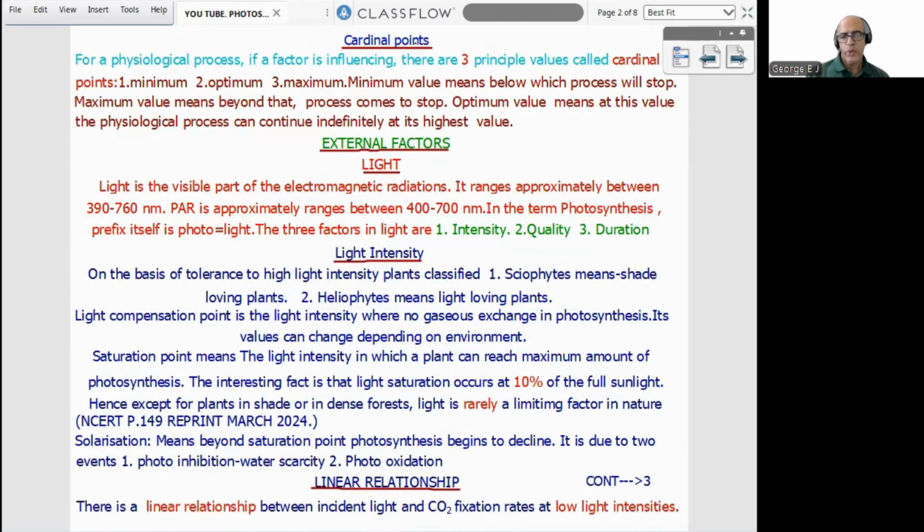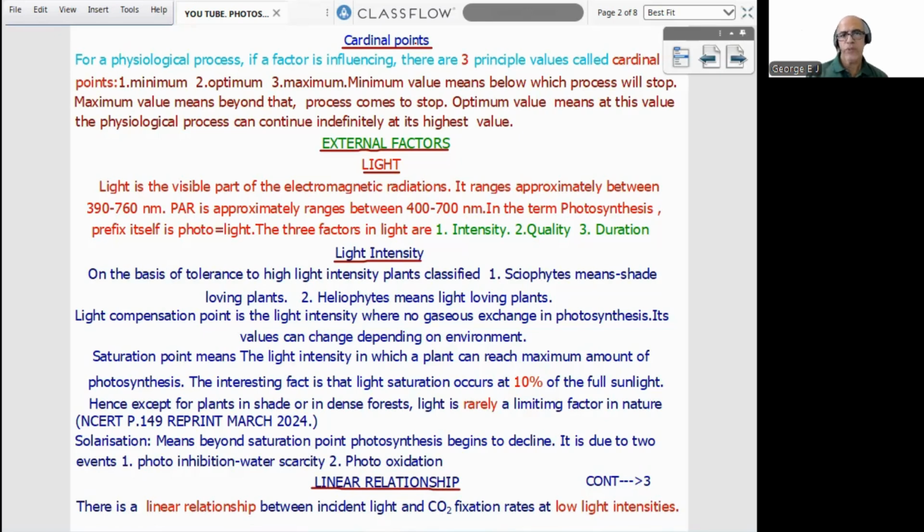When we deal with a physiological process or experiments, if a factor is influencing it, there are three principal values. These values are called cardinal points: minimum value, optimum value, and maximum value. How do they differ? Minimum value means below which the process will stop. Maximum value means beyond that the process comes to a stop. Optimum value means at this value the physiological process can continue indefinitely at its highest rate. I think you got the idea of cardinal points, even though not directly mentioned in NCERT.